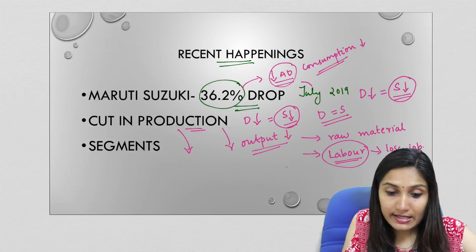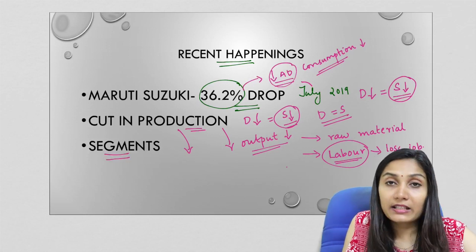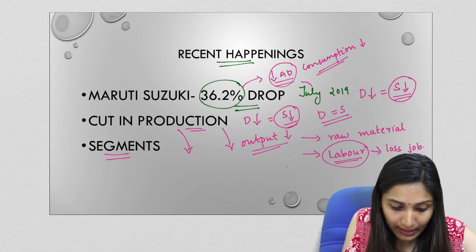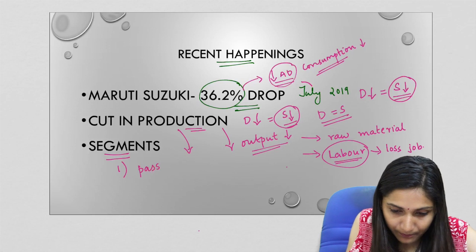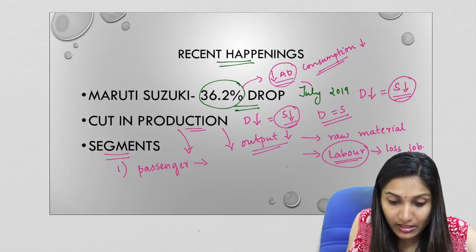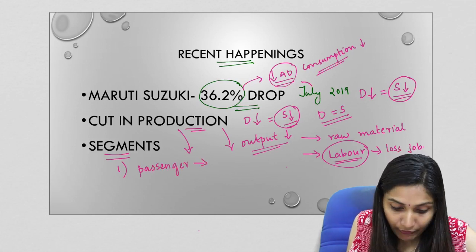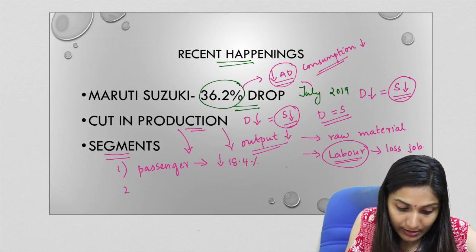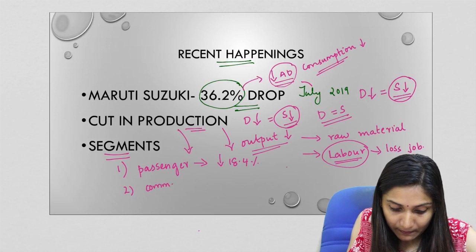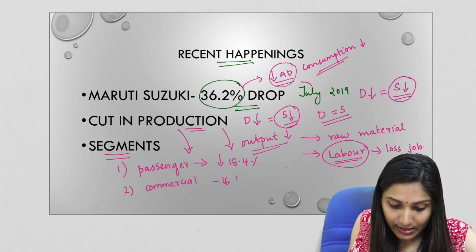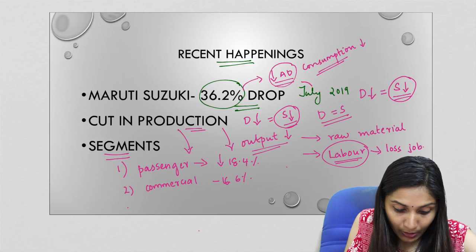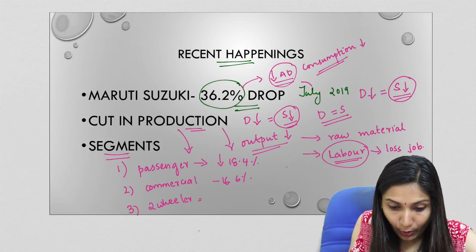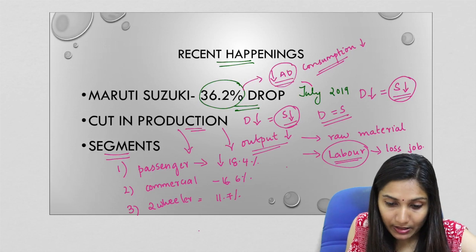Now let us come to the different segments. How is the drop in sales happening over different segments of automobiles in India? The first segment is the passenger vehicle segment. The sales in the passenger vehicle segment have witnessed a fall by almost 18.4%. And now if we see the commercial vehicle segment, around 16.6% is the drop in sales. Now for two-wheelers, the drop is around 11.7%.